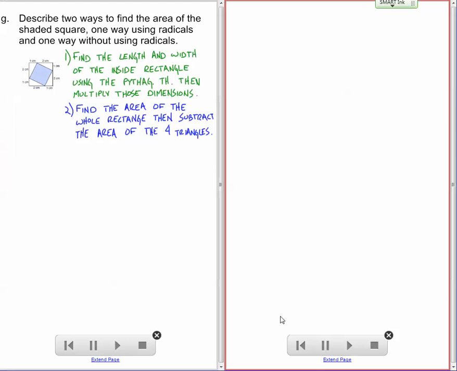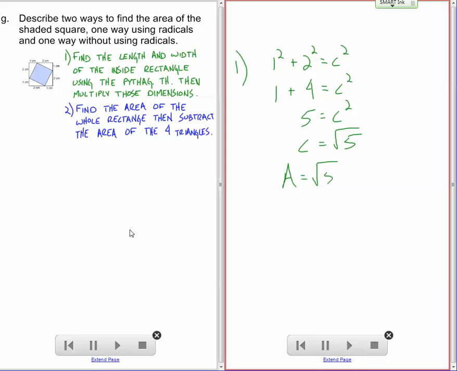Now, which one's easier? That's the question that people probably want to know. So I've gone ahead. They didn't ask me to actually find the area, but I'm going to do it both ways. So number one, I'm going to do 1 squared plus 2 squared equals c squared. So that'll give me 1 plus 4 equals c squared. 5 equals c squared. So the length of the side of the shaded square is the square root of 5. So I'll just do square root of 5 times square root of 5. And that is 5 square units. That wasn't that bad. 5 centimeters squared.